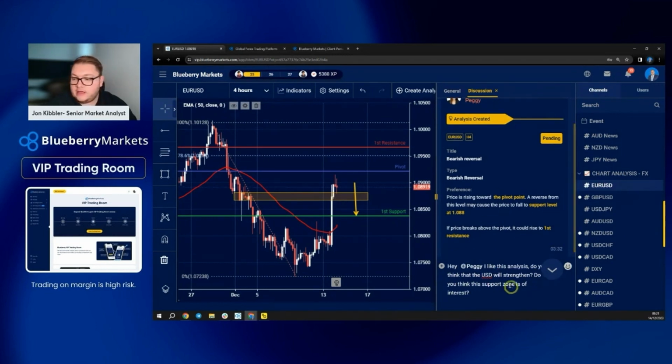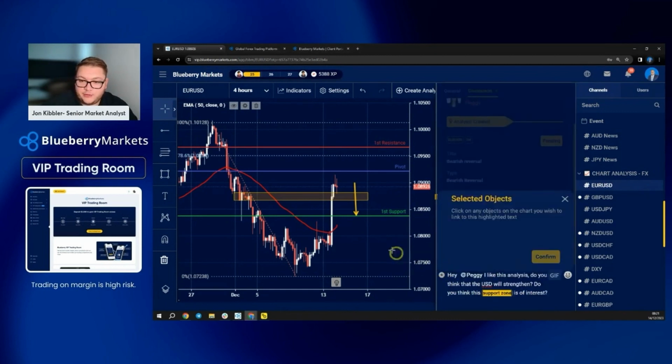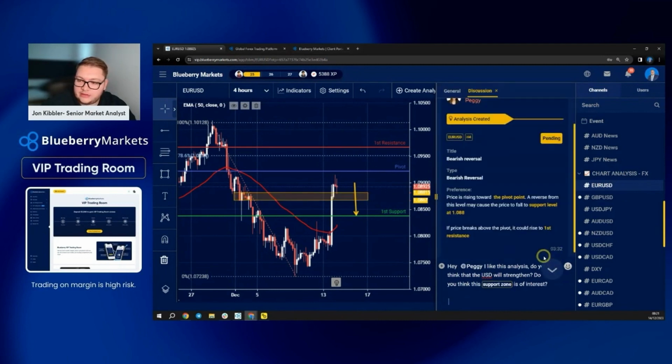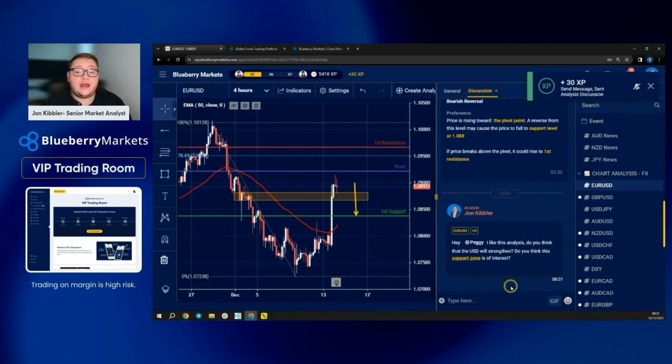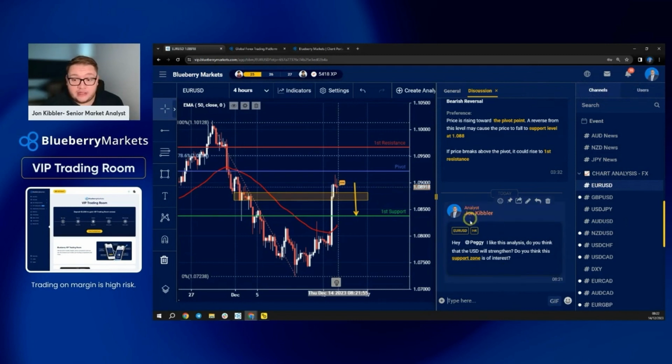Right now, what we can do is highlight support zone here, link object to text, click onto that. So if I hover over that rectangle, you can see that it highlights within the chart there. All I need to do is click confirm and we can send that message to Peggy. So that's one way we can use the link object to text to get our point across, to get our question asked to a trader and analyst within the community. And that's really simple to do.